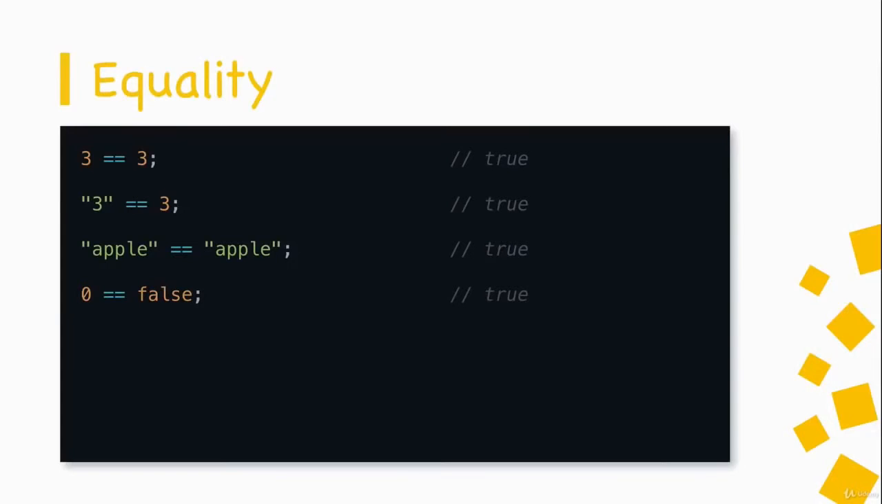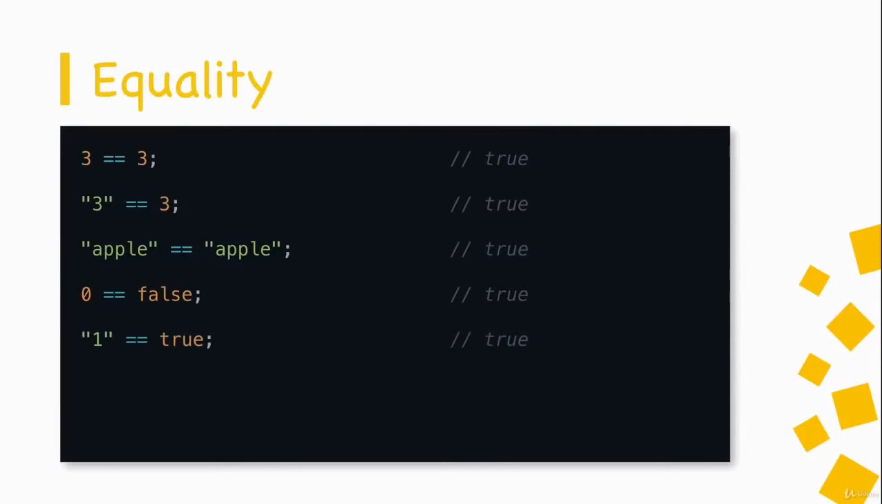Now the Boolean value false, if you remember, is actually treated as 0 in JavaScript and in general computer programming. That's why 0 is equal to false returns true, because false is treated as 0 as well. That's why the data type doesn't matter. One is a number, another is a Boolean, but the values are the same. That's why it returns true.